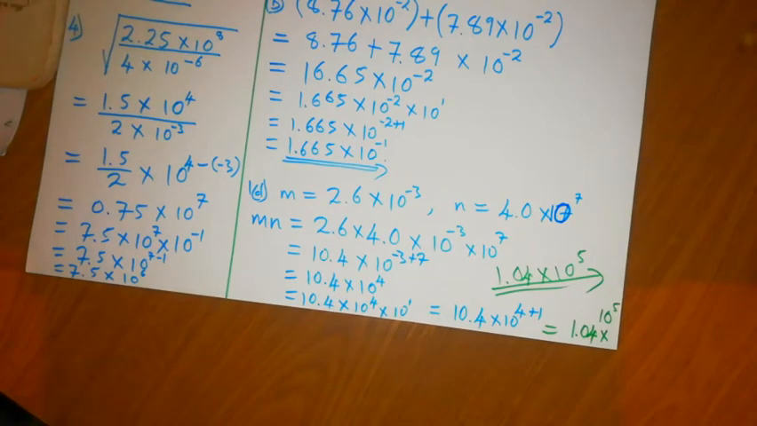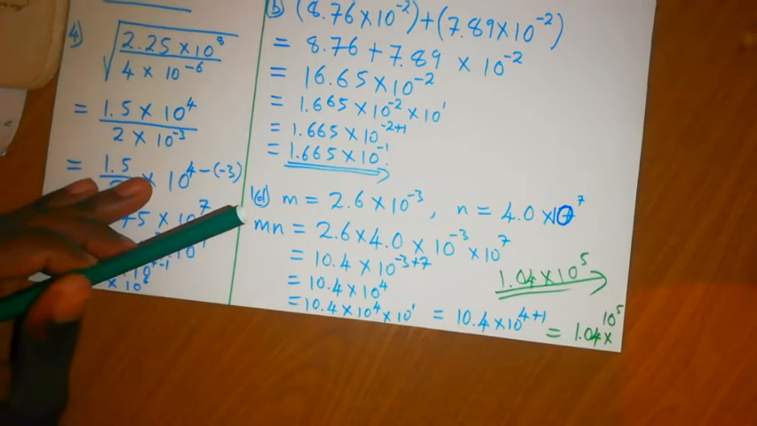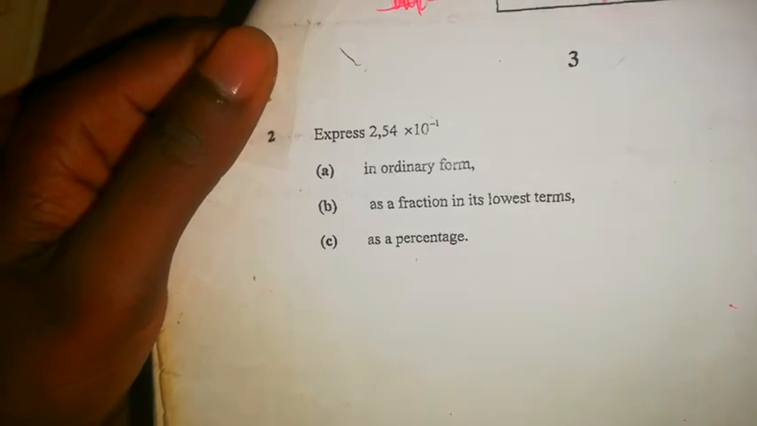Let's move on to the other paper that I have here. So we're now doing our November 2016, that's a paper 1. There's the question. Express 2.54 times 10 to the power negative 1 in ordinary form. We're just going to answer that one question because B and C, we did by the time we were doing decimals. So I'm going to answer that one, which says ordinary form. There is our question. I copied it down there.